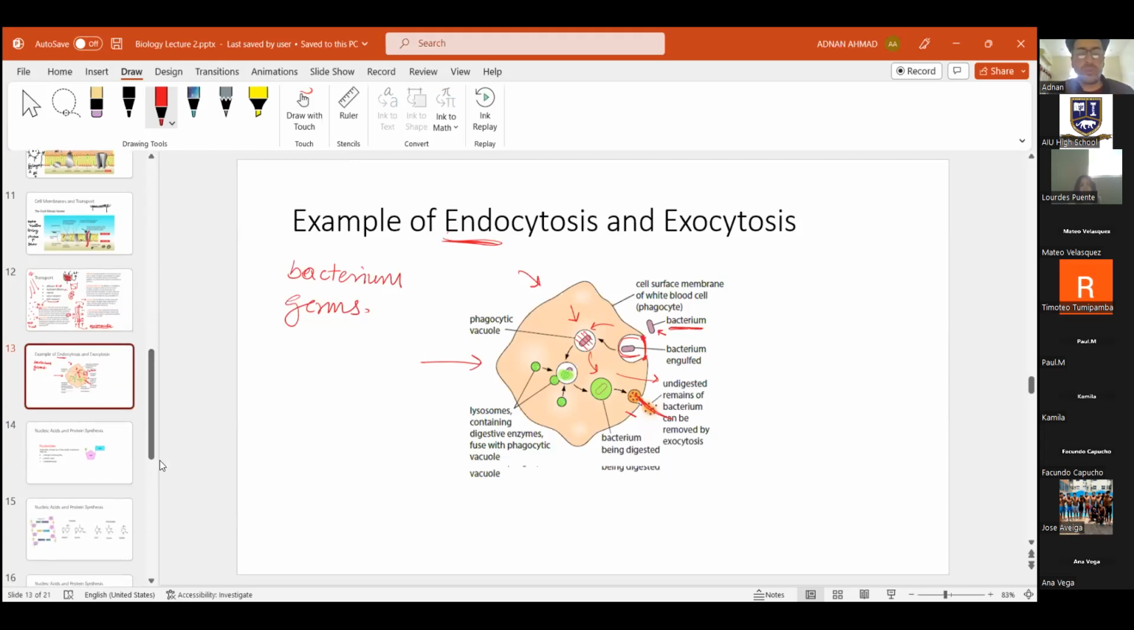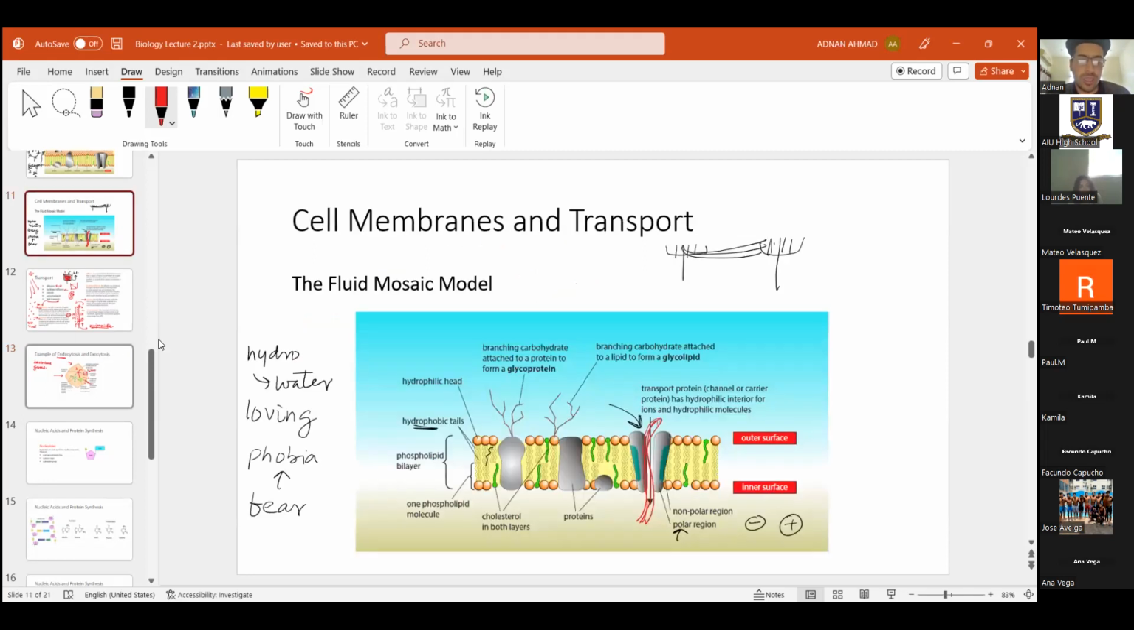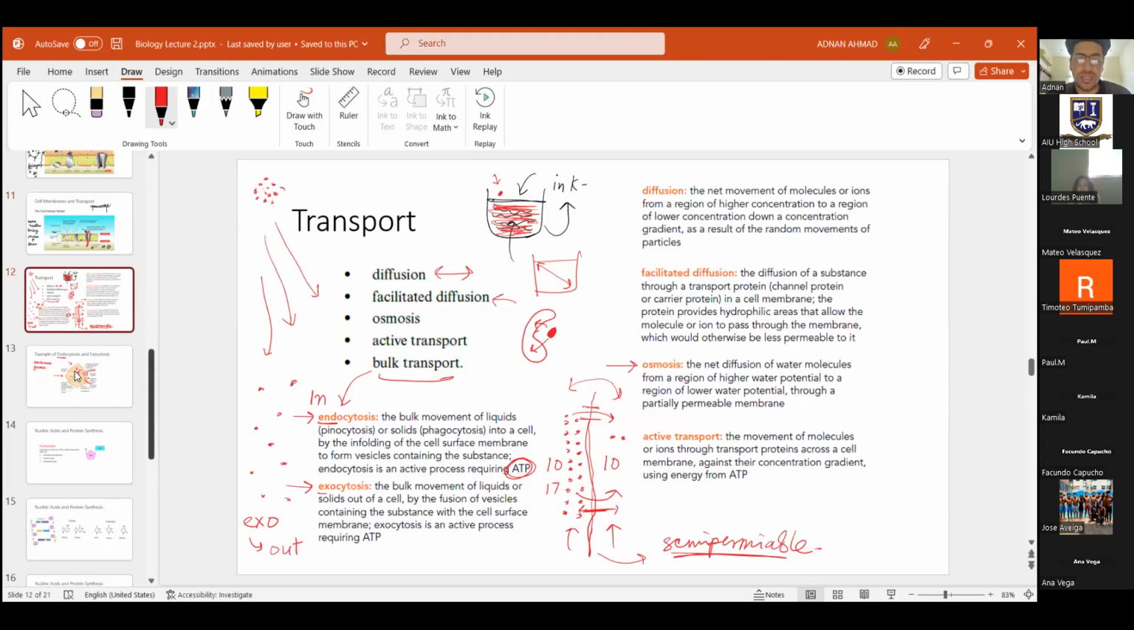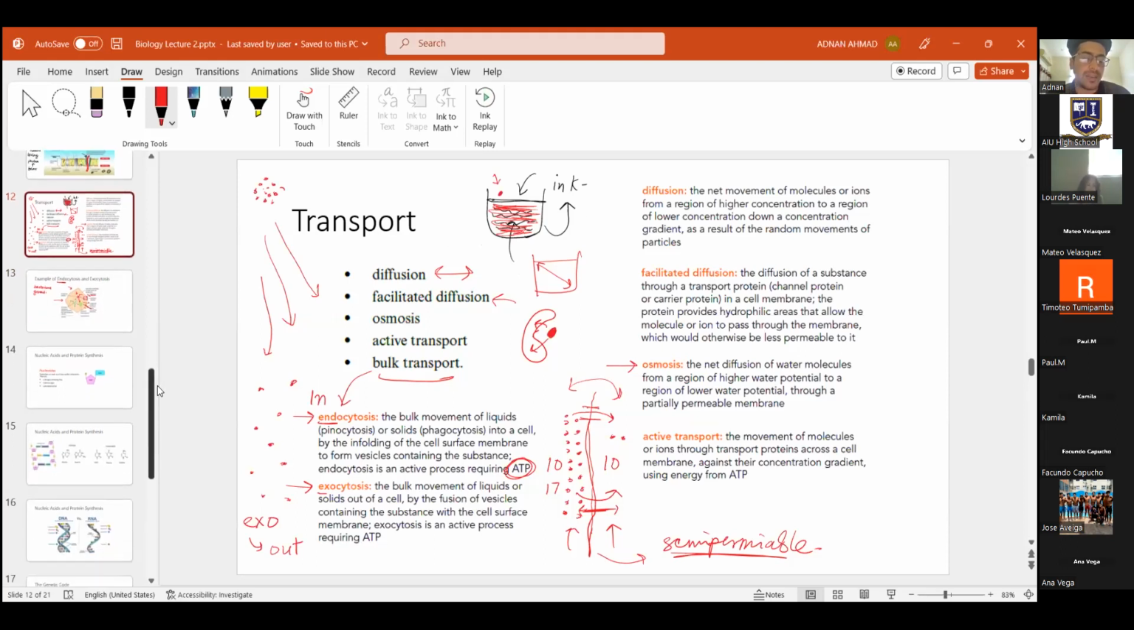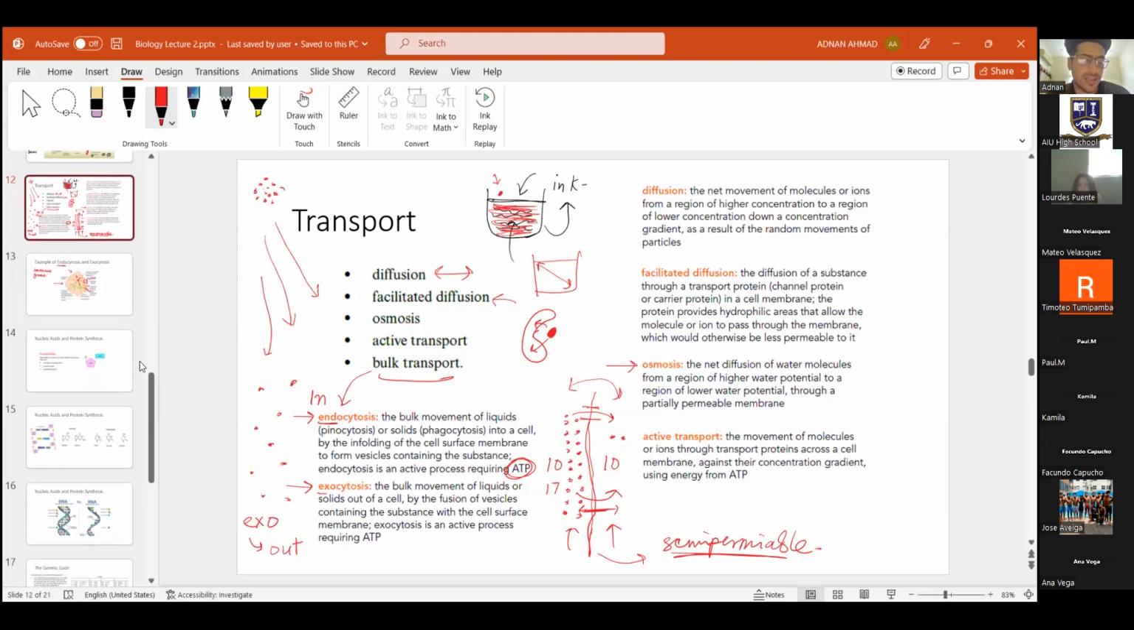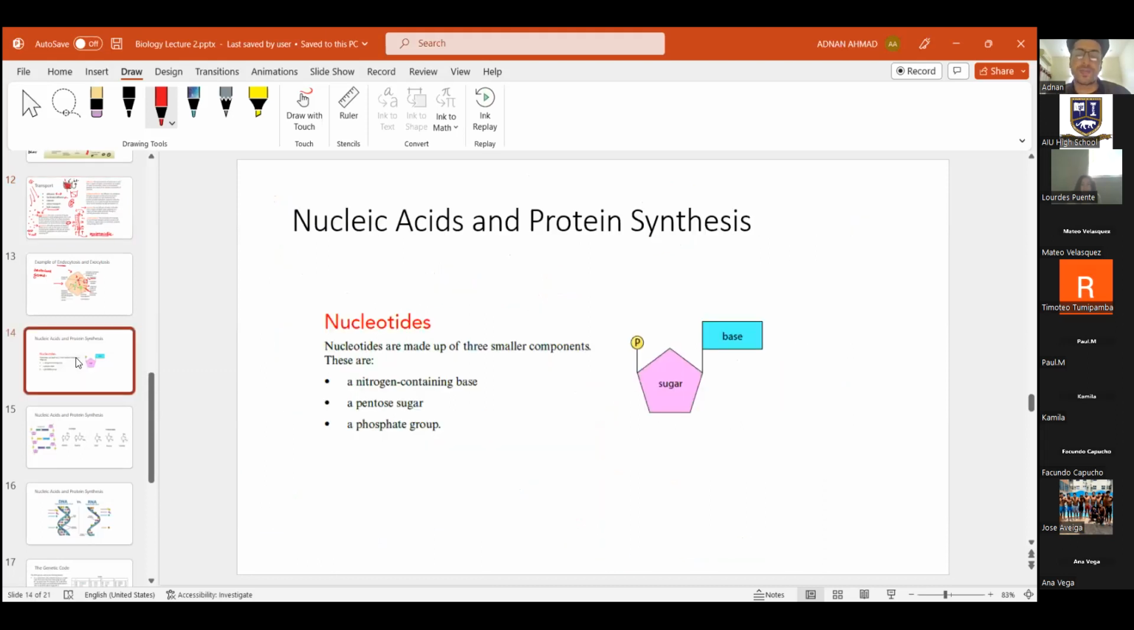Okay, so this was about transport, how things get inside the cell and how they get out of the cell. We saw the structure of the cell wall and the different types of transport mechanisms that the cell uses to exchange materials in and out of the cell. So now we are moving towards our third topic for today, and that is, guys, very exciting: the nucleic acids and protein synthesis.